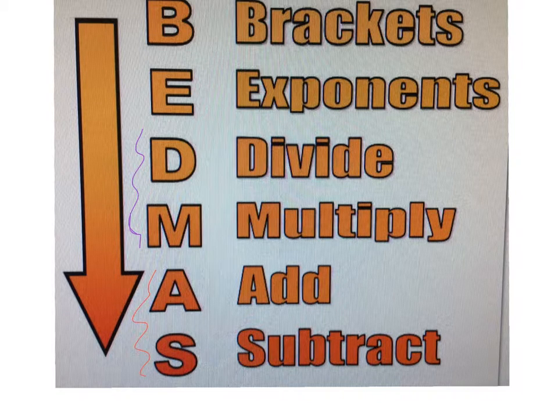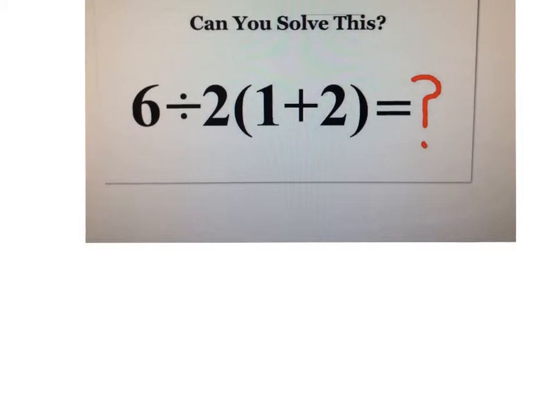And by that I mean that if the question has a division symbol before a multiplication symbol, as you move left to right, you should do the dividing first and then do the multiplying, and you'll always get the right answer. The same with adding and subtracting. So that brings us back to our problem.